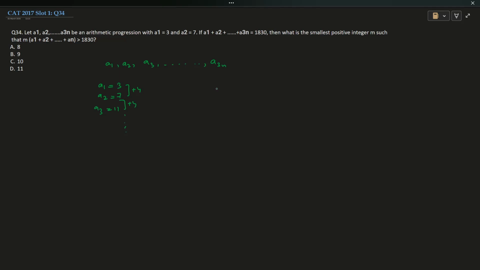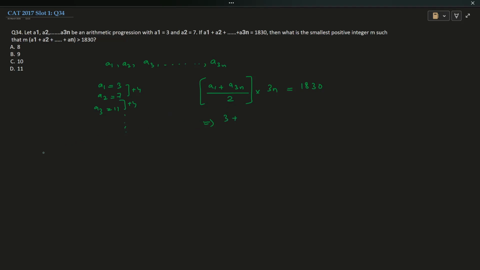Okay, so what is the sum of n terms of an AP? First term plus last term by 2, that will give you the average, into the number of terms, which is 3n, is given as 1830. The first term is given as 3.